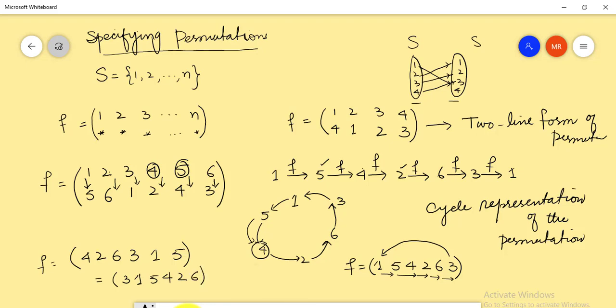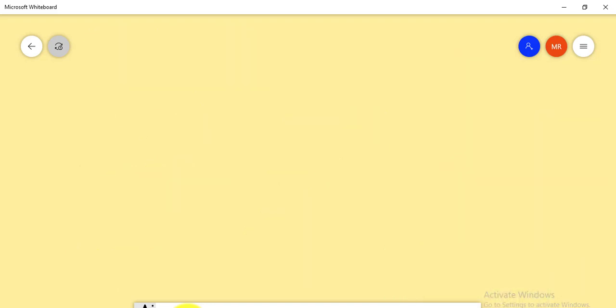But usually, if the symbols are numbers, it is more convenient to start with the smallest number. The problem here is that not all permutations can be written in cycle form as simply as in our previous example.